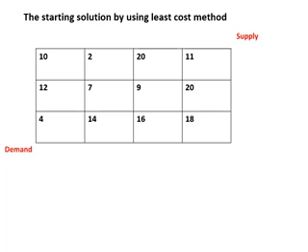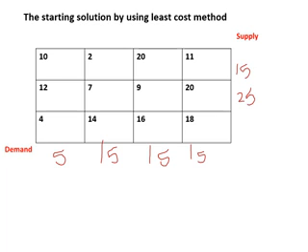Here we have the values again in this table. Inside each cell are the costs for shipping from source to destination, and we have demand quantities of 5, 15, 15, and 15, and supply amounts which are 15, 25, and 10. Now let's begin by using the least cost method.